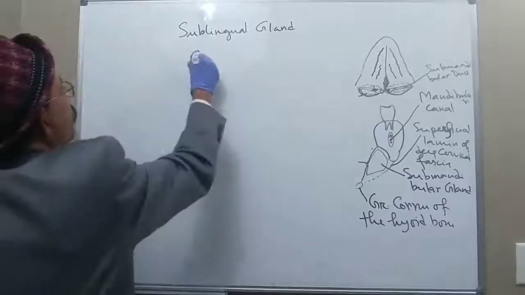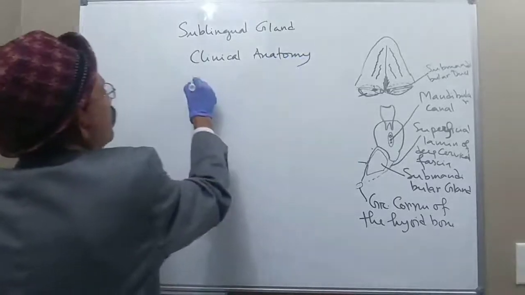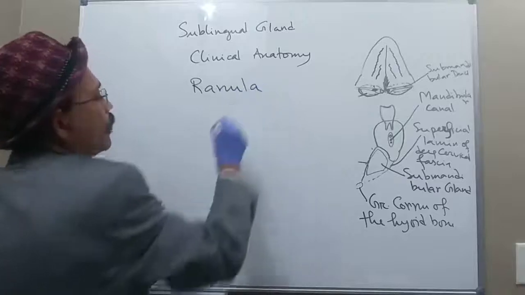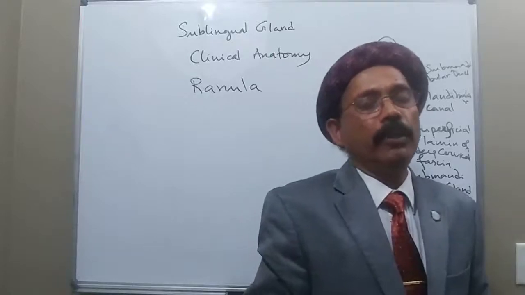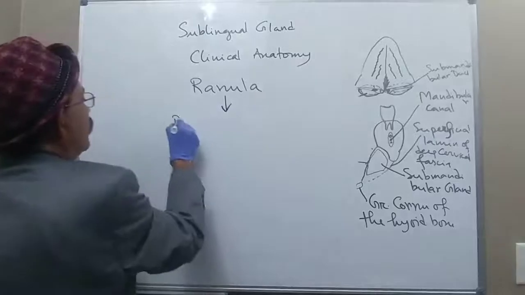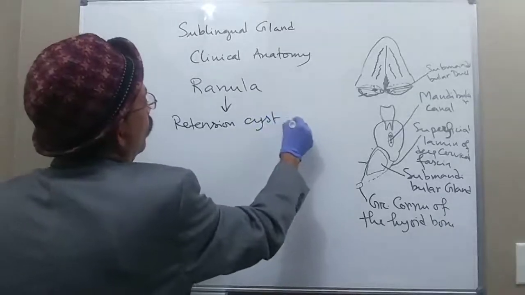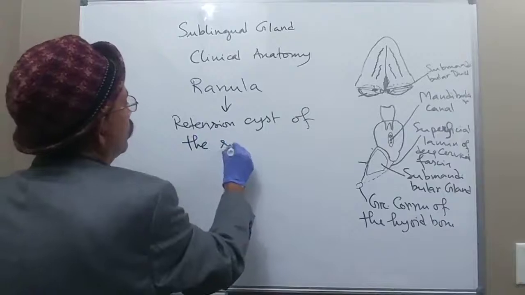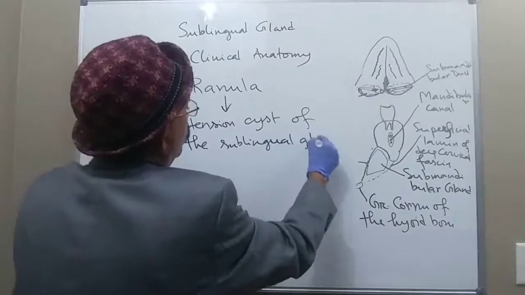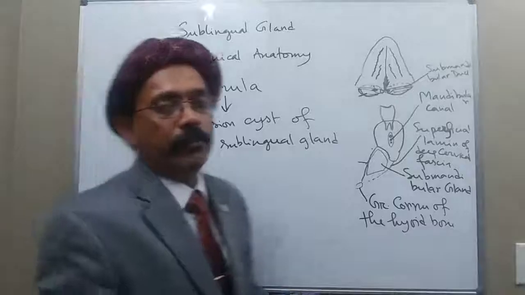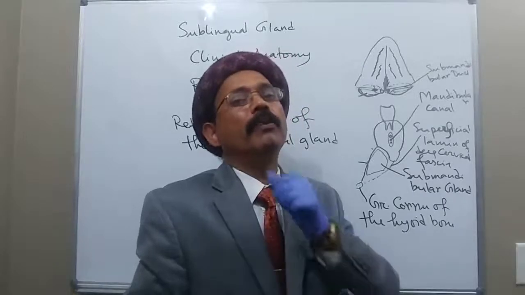Now we get some clinical anatomy. Clinical anatomy will give emphasis on ranula. What is ranula? Ranula is the retention cyst of the sublingual gland. So it is usually unilateral and it is in the floor of the mouth. It looks bluish in color and sometimes it may go down.